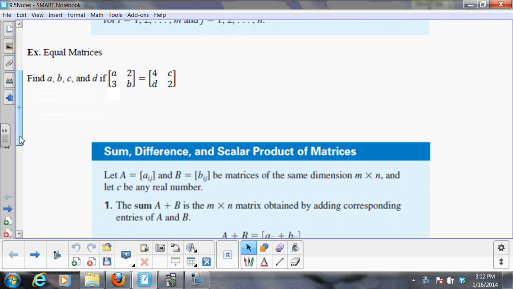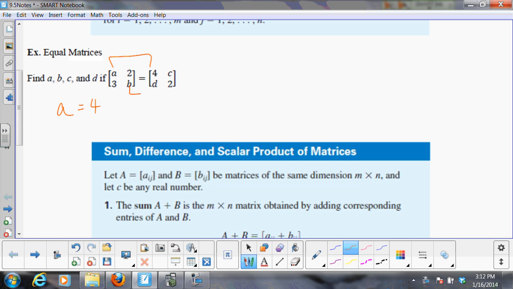So if I tell you these two matrices are equal, then this A would be what 4 is. This B is what 2 is. D is equal to 3. And C is equal to 2.